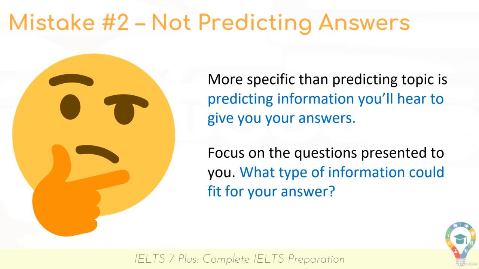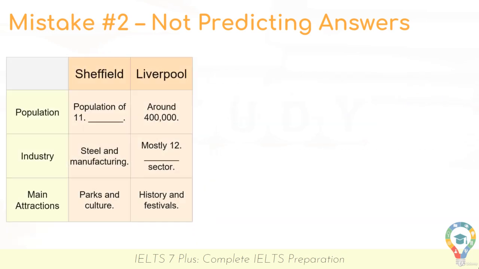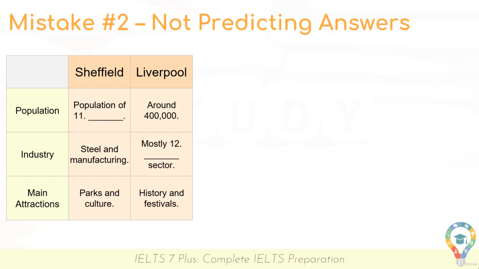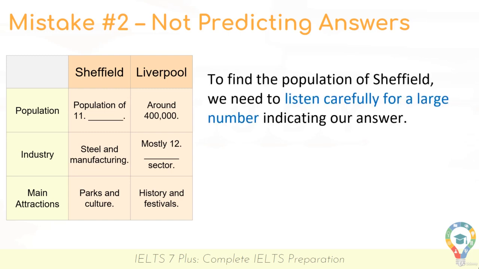Let's take a look at another example to show how we can predict answers. So here's a small table with 2 cities labelled, Sheffield and Liverpool, and we have some key information underneath. Question 11 in the population column is population of. For Sheffield it is blank, and Liverpool we have the figure of 400,000. I know that I need to listen carefully for a number that indicates the population of Sheffield.